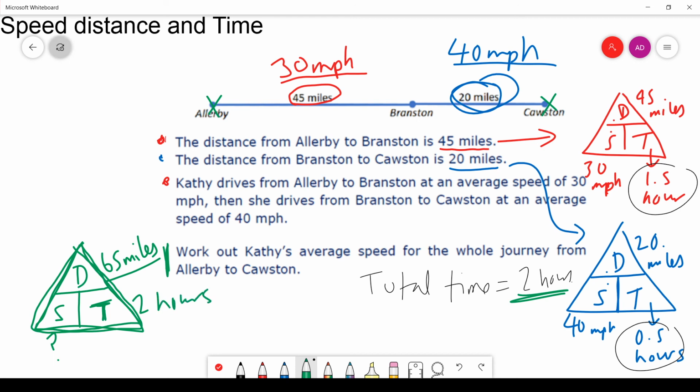So all I've got to do now to work out the speed, the average speed for the whole journey, it's going to be 65 divided by 2. 65 divided by 2. That will give me 32.5 miles per hour. That is the average speed for the entire journey.